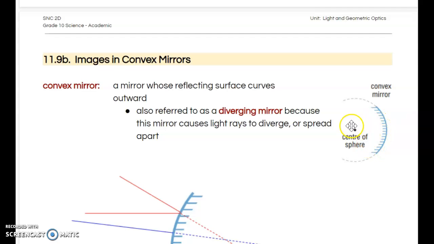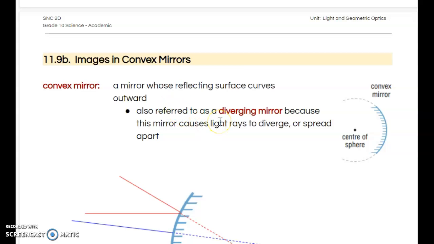of the sphere. That means our center of curvature is in the middle, and our focus is on the other side as the reflective surface. So my reflective surface is out here, my center of curvature is in the middle here, as well as my focus. And remember, my focus is half of the center of curvature. So if my center of curvature is 20, my focus is going to be 10. If my center of curvature is 40, my focus is going to be 20. So on the opposite side.